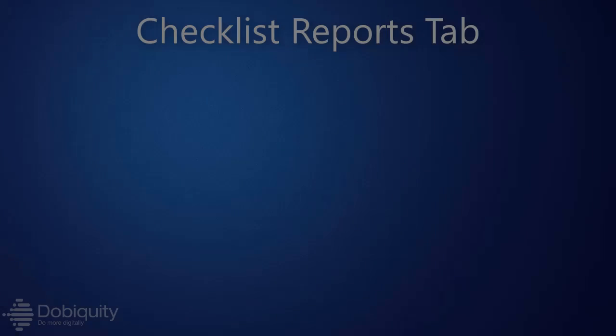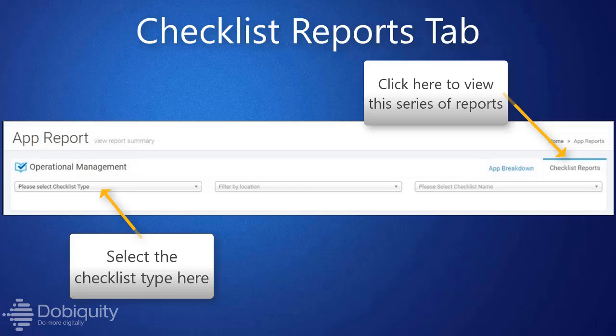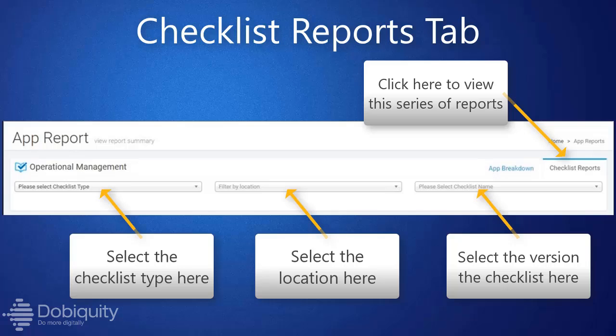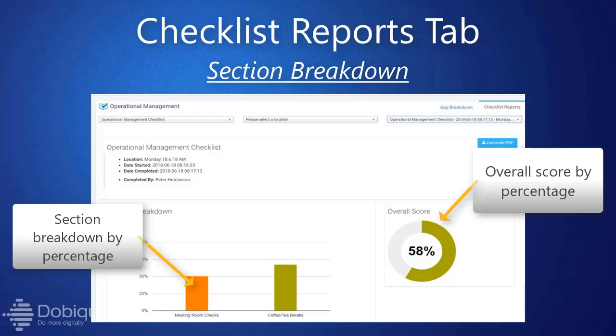Clicking on the Checklist Report tab gives you access to a detailed report for each checklist version. Select the checklist type, select a location, or select directly the version of the checklist you want to see. Here you can see the overall score for each section and the overall score for this version of the checklist. Hover over the bars in the chart to see the exact score for each section.